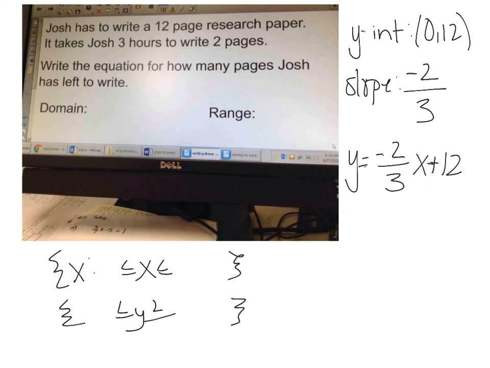The least amount of time we're talking about is 0. And let's see, how long does it take Josh to write all of this? 2 pages every 3 hours, so 18 hours. Woo, long time, Josh. And then the number of pages left to write, the least amount would be 0, and the most would be 12.